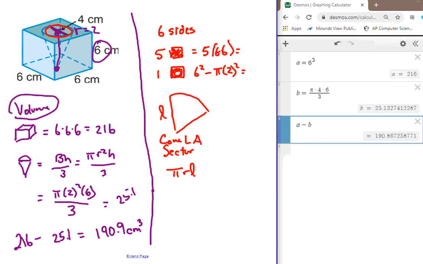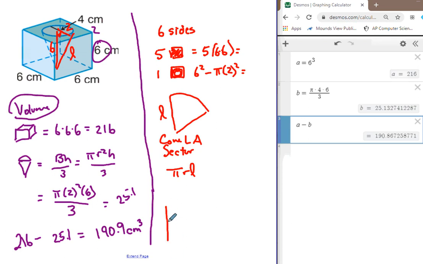I'm going to go back to my picture over here and mark it up a little more carefully. So that L is this side right here. This is our L, our slant height. And if we go in here, we can do a little Pythagorean theorem. We've got a right triangle. This top is 2, and our height right here is 6. So we're going to have to figure out that L.